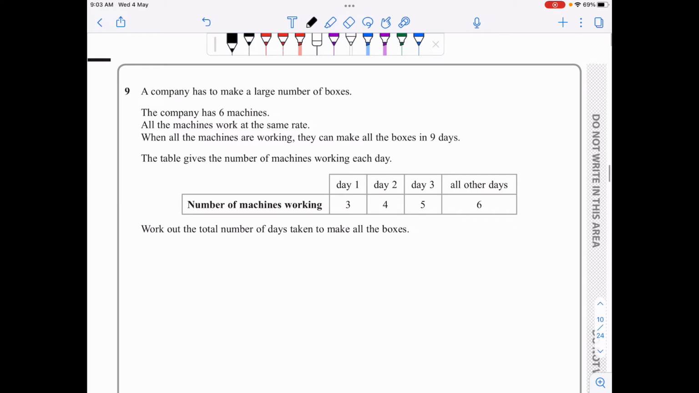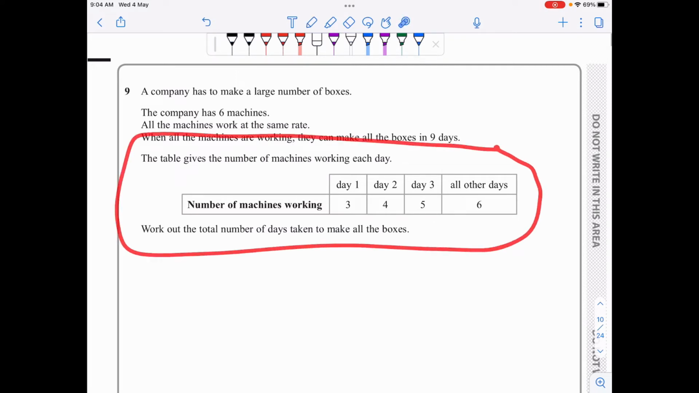Number 9, we've got a company making a large number of boxes. They have 6 machines all working at the same rate. When all the machines are working, they can make all the boxes in 9 days. And this table gives the number of machines working each day. We need to work out the total number of days taken to make all the boxes. It has to be clear here that even though we've got 6 machines in total, not all of these machines are working each day.